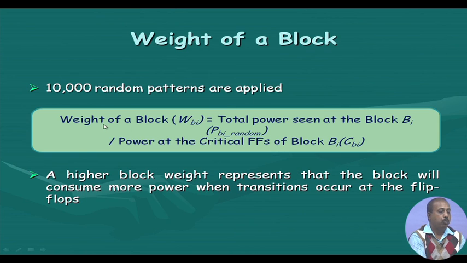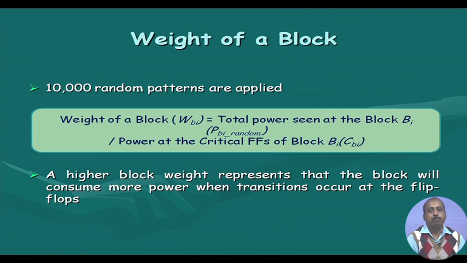Now, weight of a block is defined as total power seen at the block Bi, which is known as PBi random, divided by power at the critical flip flops of block Bi, which is CBi. So, we apply 10,000 random patterns and see what is the power consumed by this particular block.